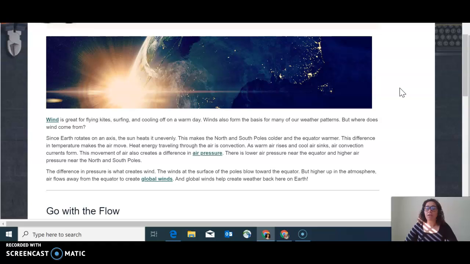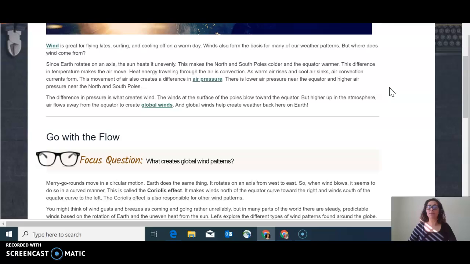When there's lower air pressure, there's going to be lower density. And when there's higher air pressure, there's going to be higher density. So they have a relationship that is very similar. In order for wind to blow, or for you to feel wind, there's going to be differences in density or differences in air pressure, and that's what creates wind. So wind goes from high to low pressure.